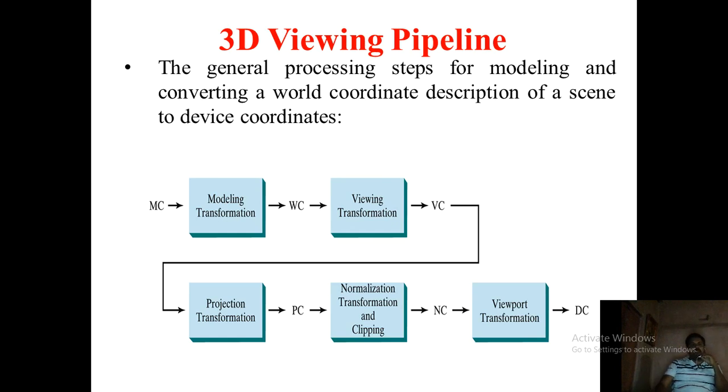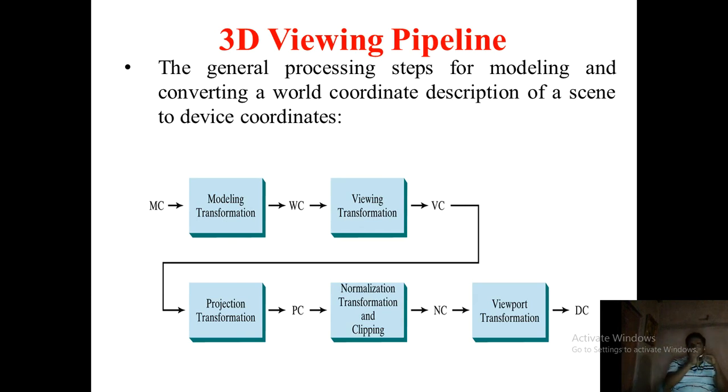How does that 3D viewing pipeline work, right? The general processing steps for modeling and converting a world coordinate description of a scene to a device coordinate. Means here, in the 3D viewing pipeline, the objects are in world coordinates. Somehow we have to process them, and at the end we have to display them in device coordinates, right? As I told, in world coordinates the object is in 3D, but device coordinates are 2D.